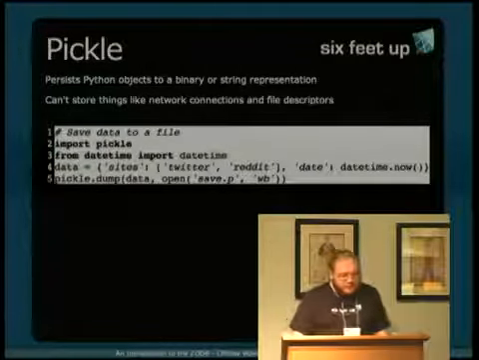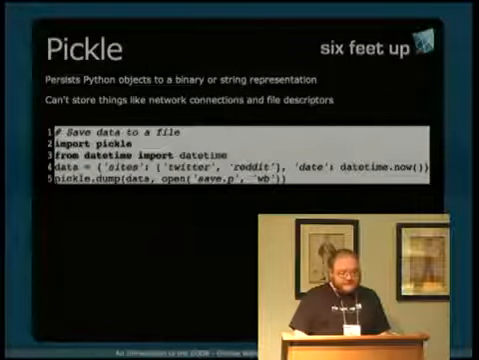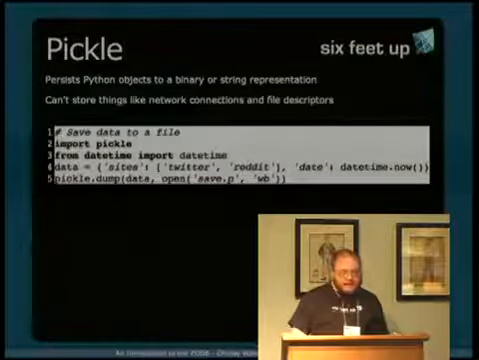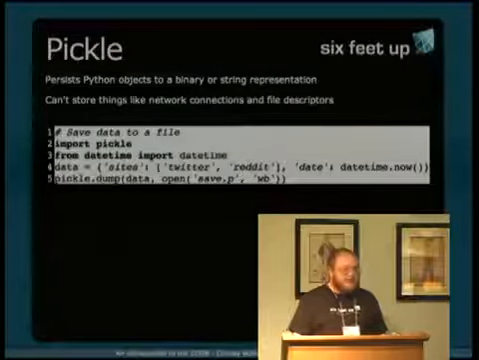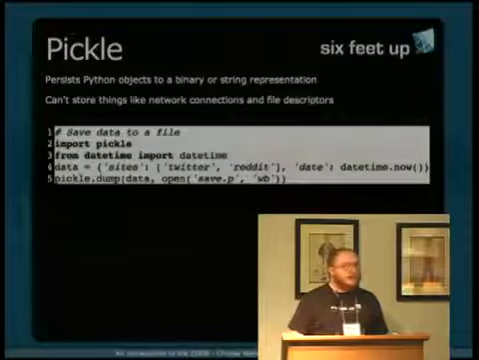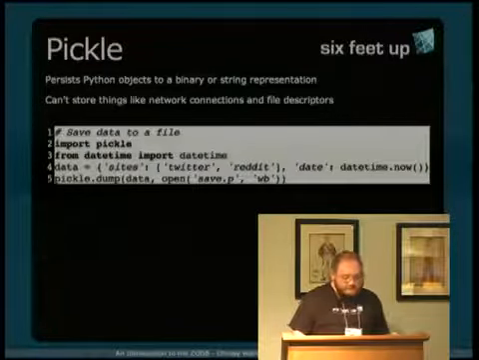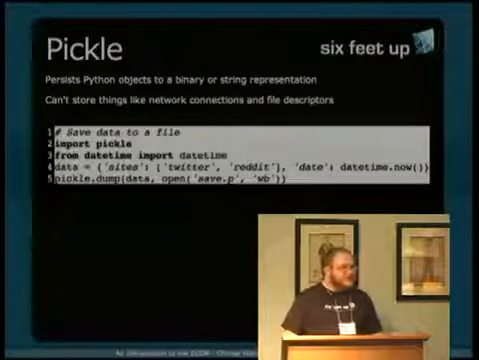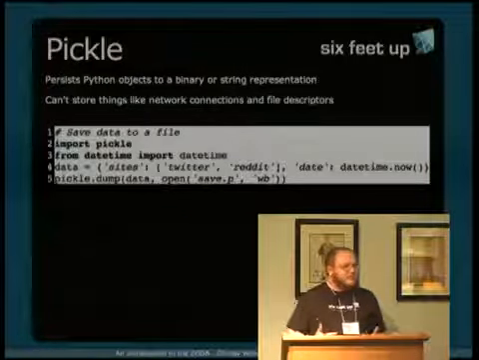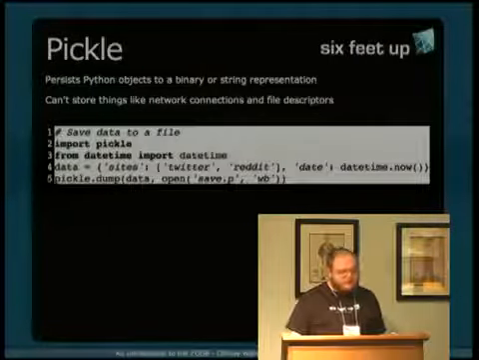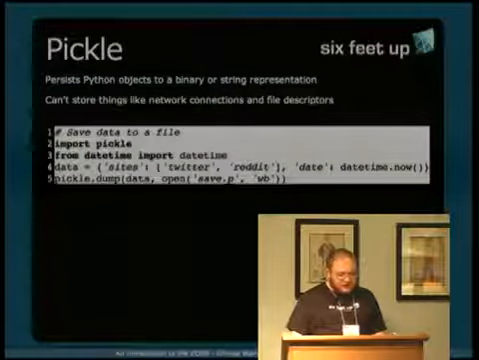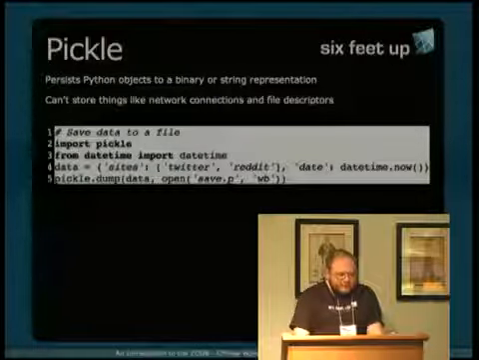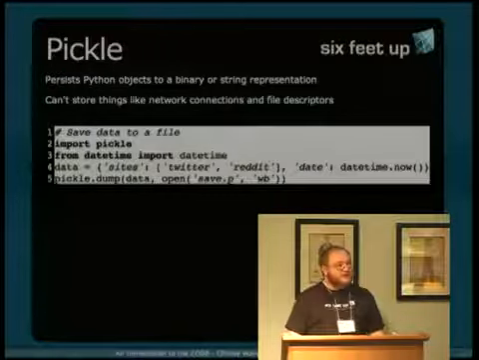So a little bit about what Python pickles are. They're essentially persisted Python objects. It's taking a Python object out of memory and putting it into a binary or string representation to be sent over the network or written to a file or moved between processes, things like that. It can't store things like network connections or file descriptors, things that are kind of temporal in nature, because it wouldn't really make sense to persist a network connection object. But just about anything else in Python can be saved. So I've got a quick example of just importing pickle from the standard library.